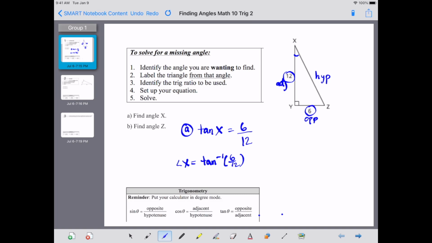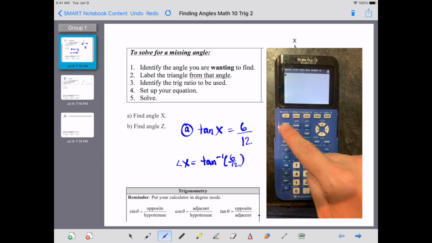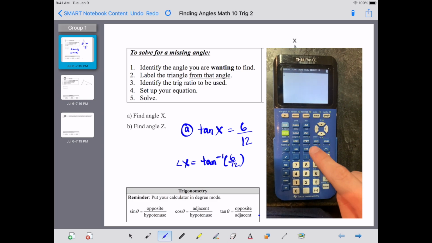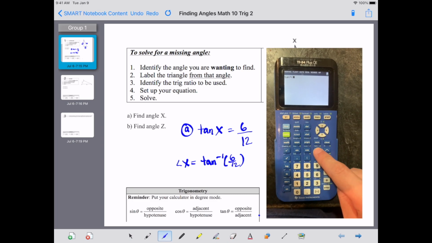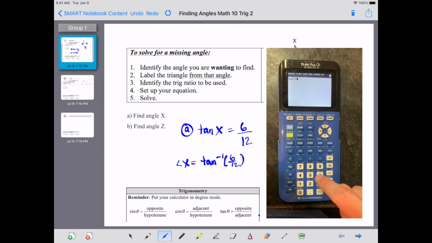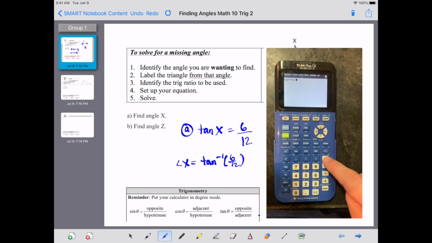So I'll try and put this on the screen here in the right-hand corner, how to do that on your calculator, because sometimes that can be confusing, but you have to click the second function on most calculators, and then you click on the tangent button, and that will give you the tan inverse.